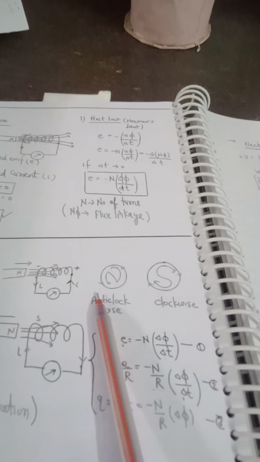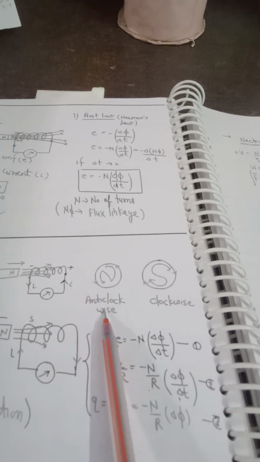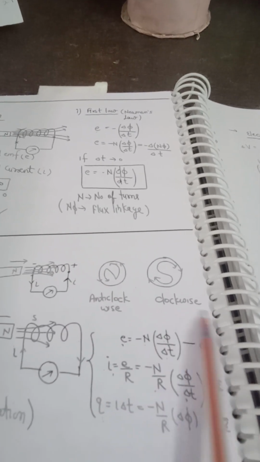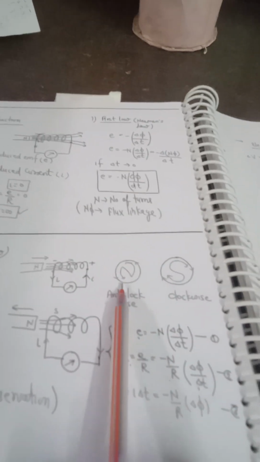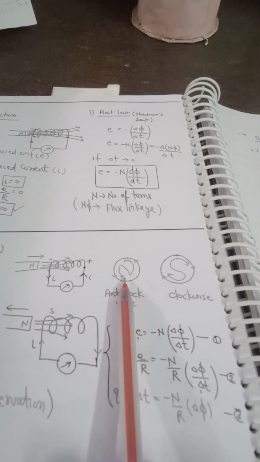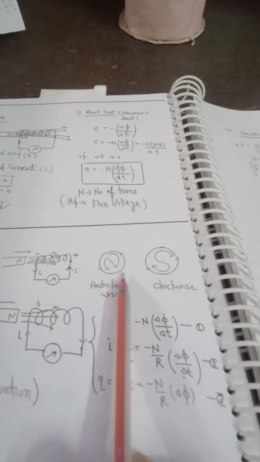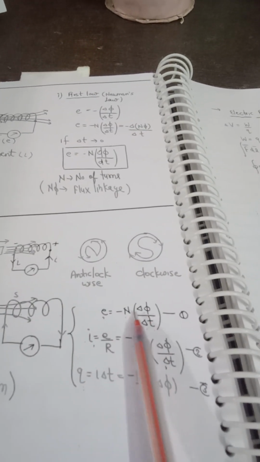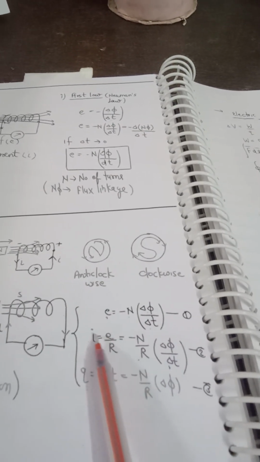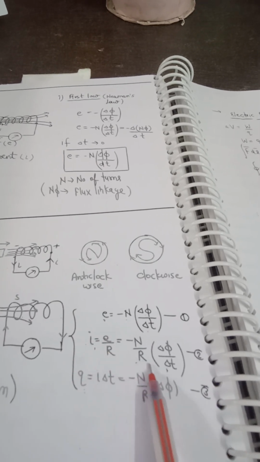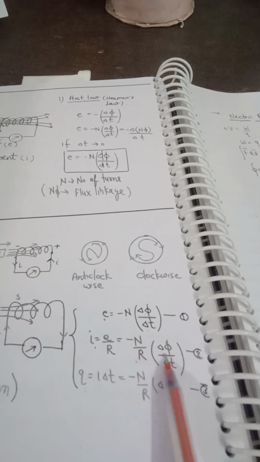So this is the second case. There are two directions, one is anti-clockwise and the second is clockwise. So we will show the direction of current in this way. Now E is equal to minus N d phi upon dt. I is equal to E upon R, which is minus N upon R d phi upon dt.